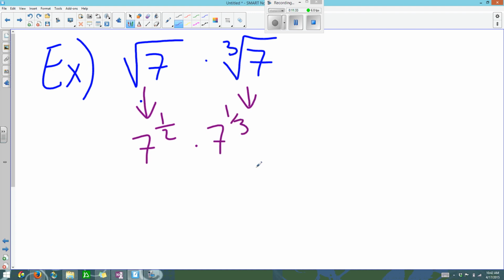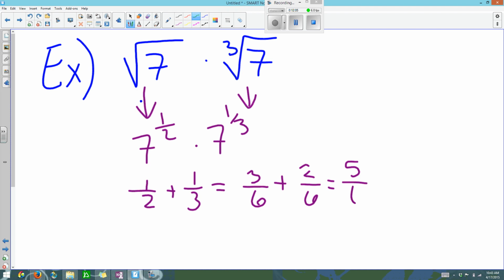Since the bases are the same, what can I do to the exponents? I can add them. So I will see 1/2 plus 1/3. Now with fractions, when dealing with adding of fractions, what does there need to be? A common denominator. So a common denominator would be 6. So this would be 3/6 plus 2/6. And now I'll have 5/6. So therefore, my answer will be 7 raised to the 5/6 power.